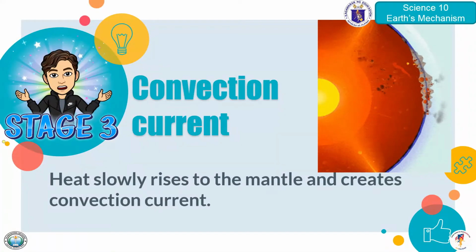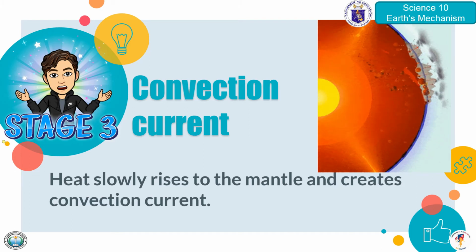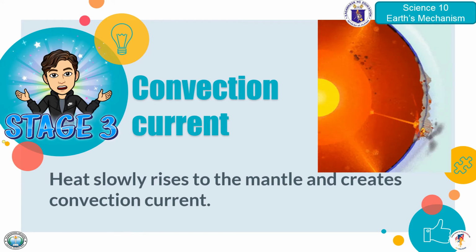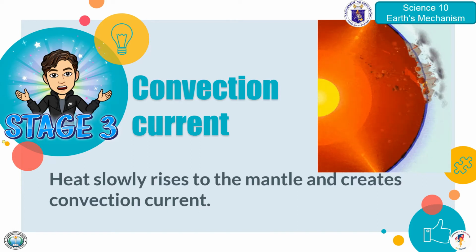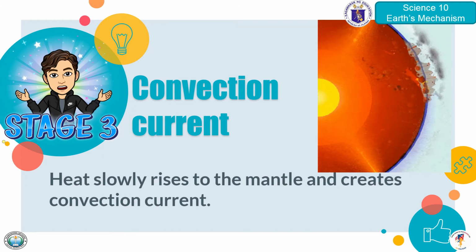From this heat, it now slowly rises to the mantle and creates what is now known as the convection current. So the heat from the core slowly rises to the mantle and creates the current. Remember that hot material rises while cooler material sinks. This process is repeated as long as there is the supply of heat, giving way for the creation of an event known as convection current.